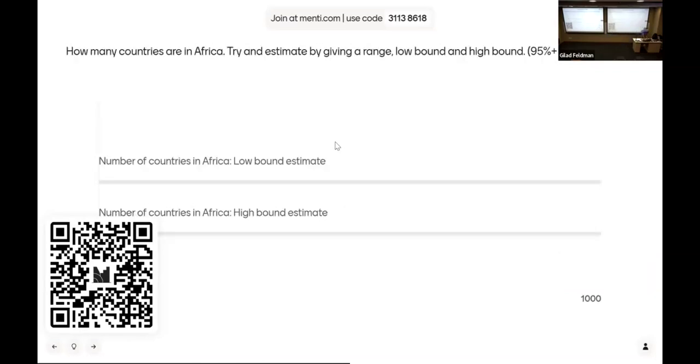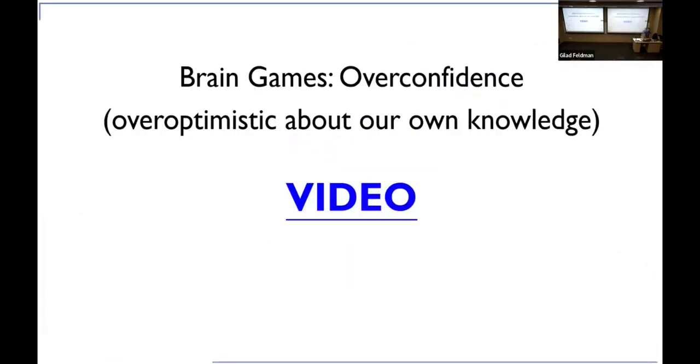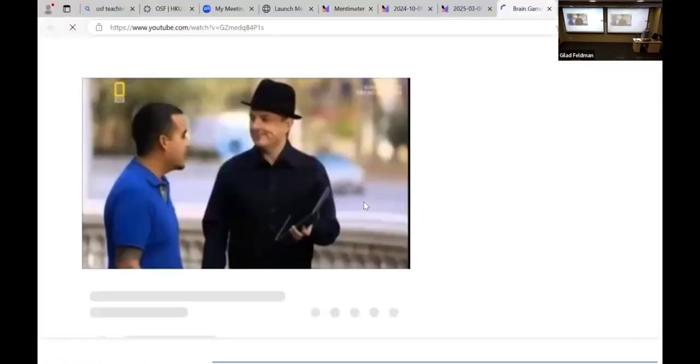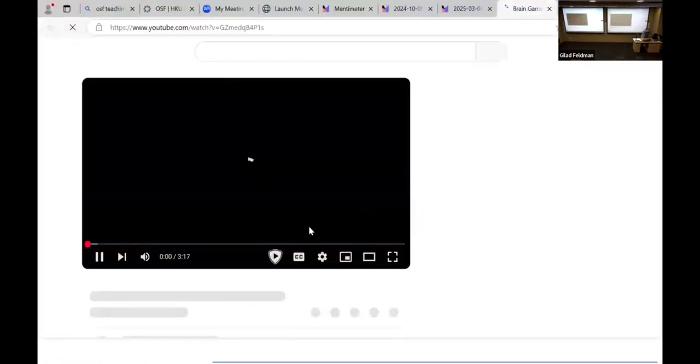The next one is, how many countries are in Africa? Try and estimate by giving a range, a number between 0 to 1,000, a low bound and a high bound. Good. So now that we have your estimates for the number of books in the Old Testament and the number of countries in Africa, there's a video from a very popular TV show, Brain Games. I strongly recommend Brain Games because they do a lot of fun things. They take psychology and cognition, and they go to people in the street and try to confront them with all of this. So let's see how we are doing with giving estimates.